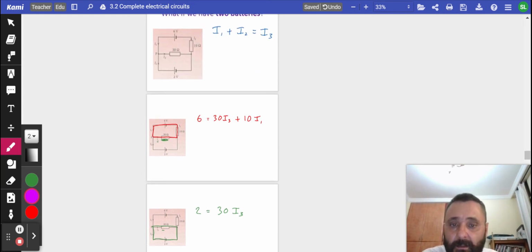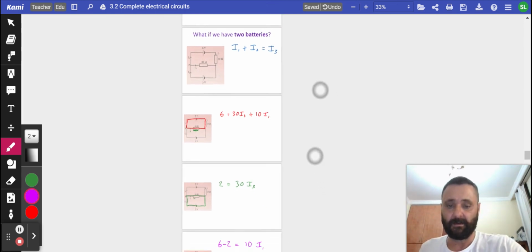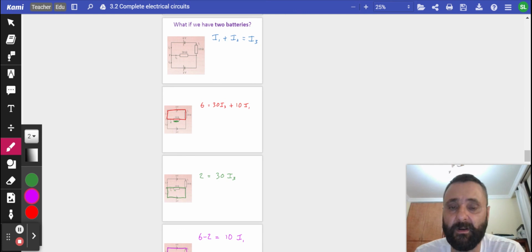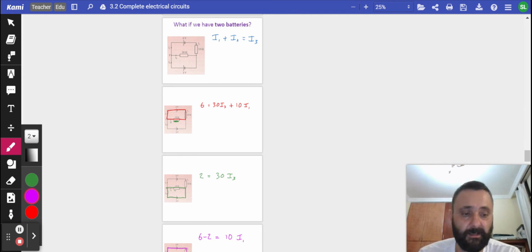Right, I'll leave that with you to solve: what's the value of I1, I2 and I3. There's a little bit of a twist. See if you can figure it out.